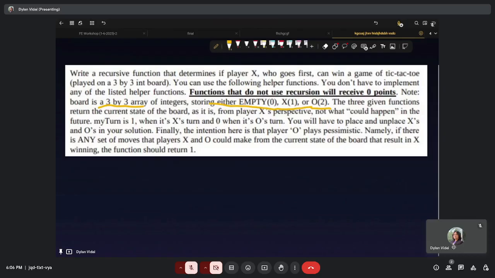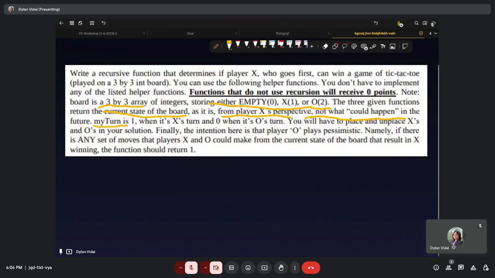So we can do empty, X, or O, right? The three given functions return the current state of the board as it is from the player X's perspective. So we're not thinking as O. We want to think as X here. It doesn't want to know what could happen in the future.